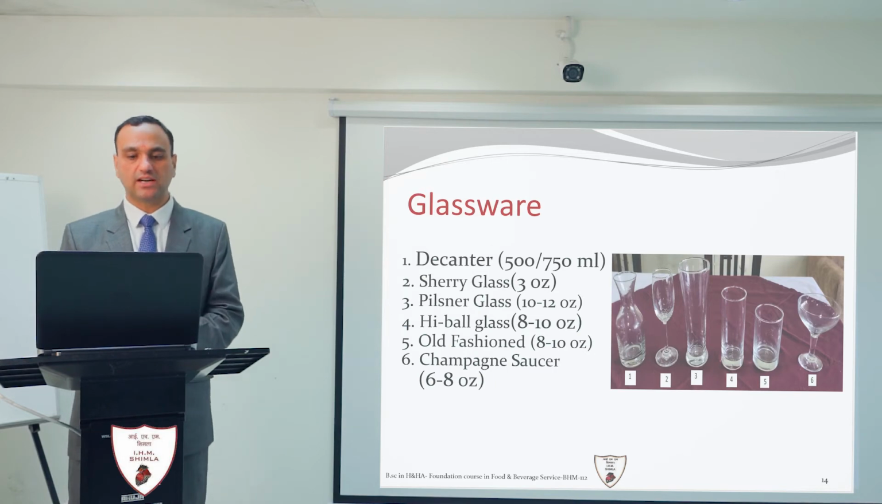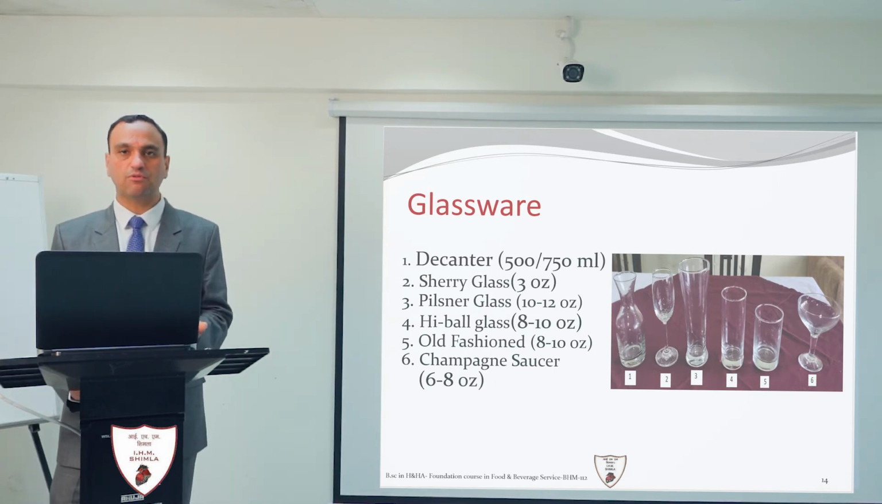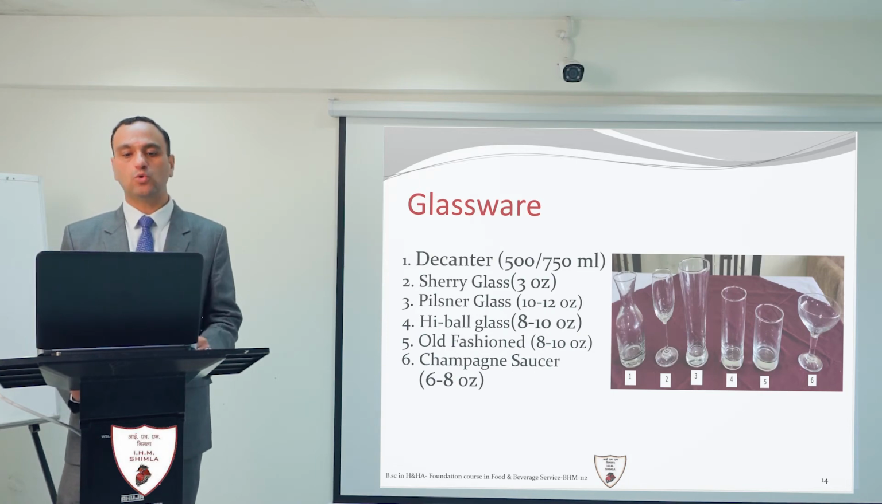Next is the Pilsner glass. Pilsner glass is used for bottled beer, and the capacity for the Pilsner glass is 10 to 12 ounces.